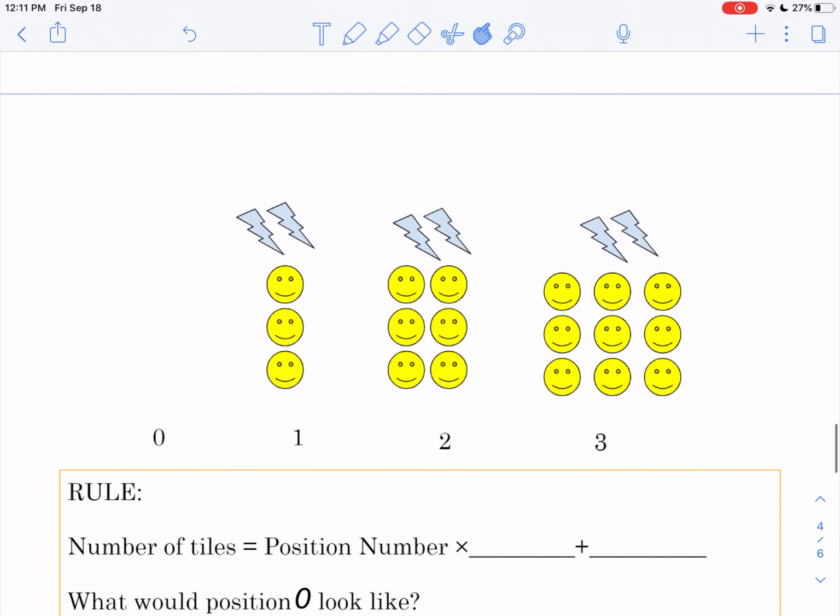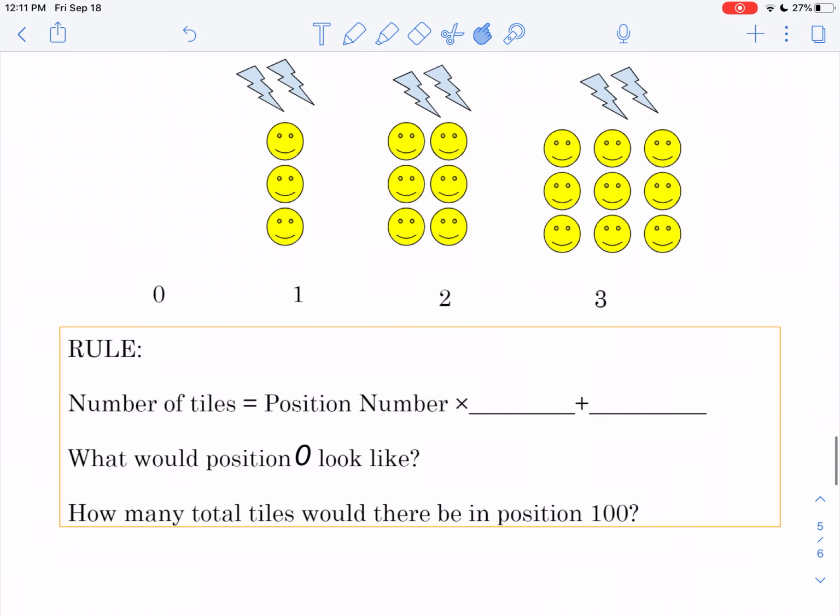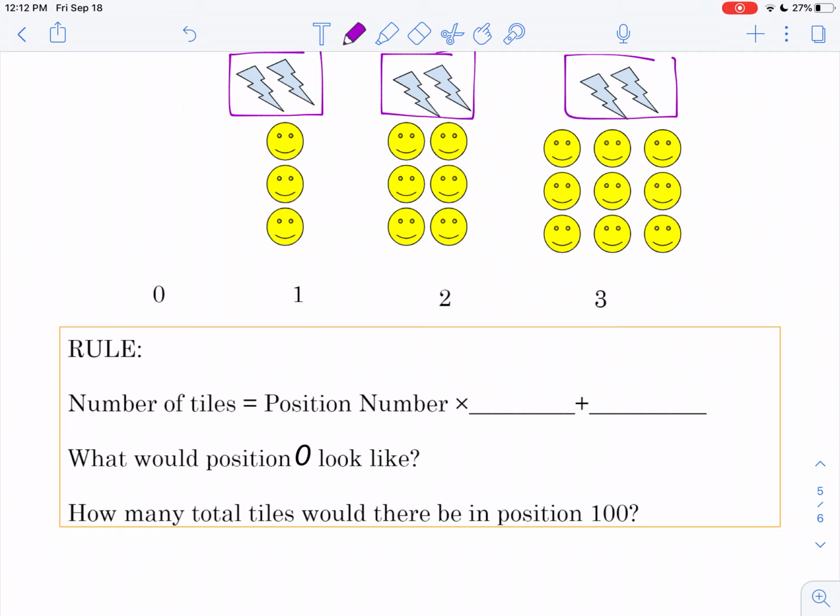Let's move on to a picture. So remember that when we look at these rules, at position 0, there now should be something there, some number of tiles there. So we're going to have to figure out and draw that position in a moment. But let's look at position 1. You'll notice that it has these 2 blue lightning bolts. Position 2 still has 2 blue lightning bolts, and position 3 has 2 blue lightning bolts. This does not change.